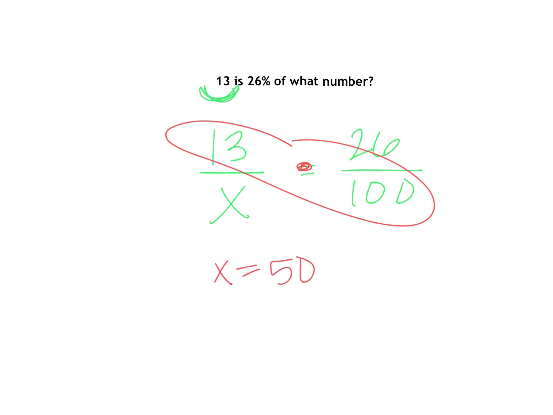So if I take 26% of 50, I should get 13. And remember our last lesson, we know how to take the percent of a number. We just do 0.26 times 50, and I get 13.